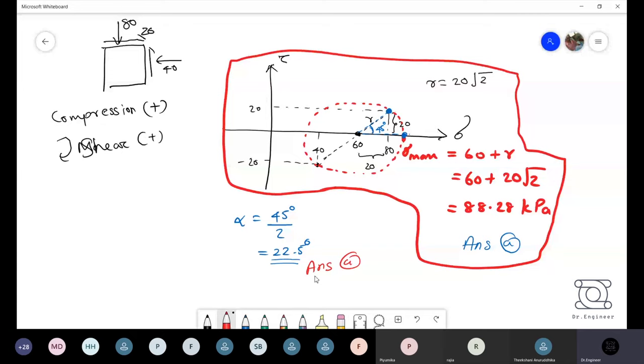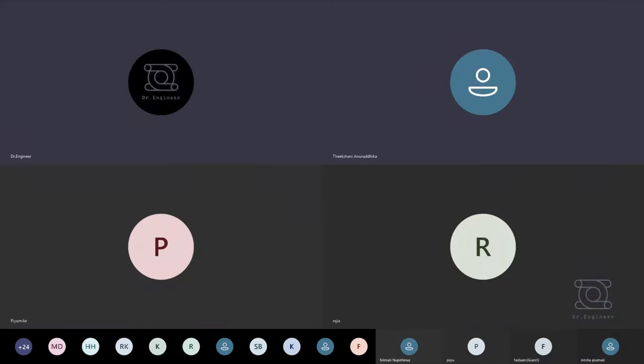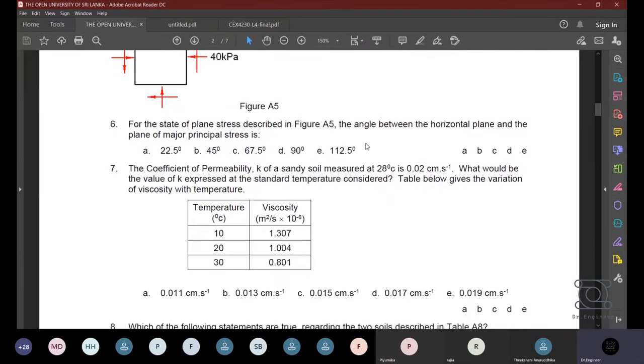Any problem? Good. No one has an issue, so all are fine with soil mechanics. Right. So the next part, right? So here I completed 6 questions.